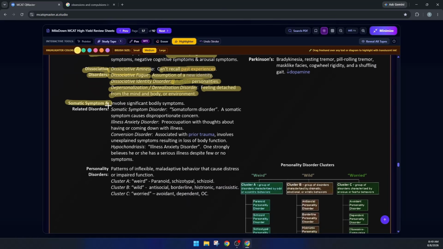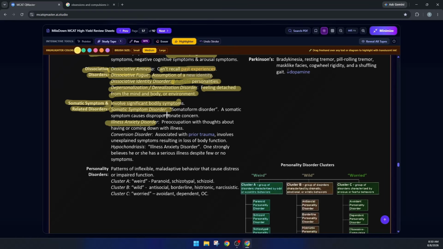Okay, somatic and symptom related disorders involve significant bodily symptoms. Somatic symptom disorder, also known as a somatoform disorder, a somatic symptom causes disproportionate concern. Illness anxiety disorder is when you have a preoccupation with thoughts about having or coming down with an illness. Sometimes this happens with a lot of people, right? We might have a small illness, and then we're thinking all the time, oh, it might be really big. So this is illness anxiety disorder, where you're so anxious about your illness, right? You have a preoccupation with thoughts about having or coming down with an illness.